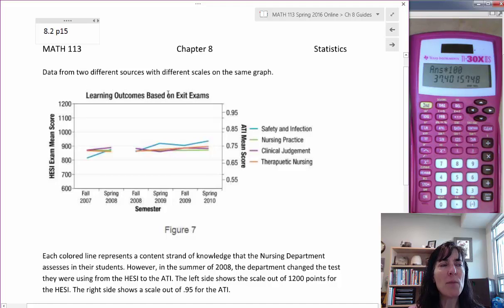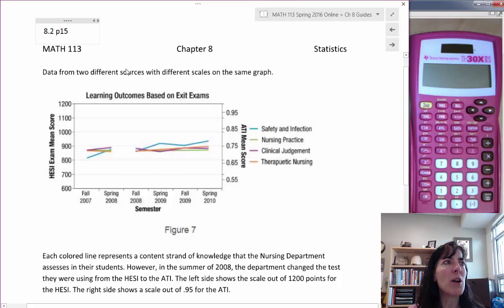And then on the top it tells us learning outcomes based on exit exams, and it looks like we have one set of exams here and another set there, and each has their own scale on the right. And then you have like 1, 2, 3, 4 parts for this exam and 4 parts for this exam. They are safety and infection, nursing practice, clinical judgment, and therapeutic nursing. Then we have overtime on the x-axis and score again on the y-axis, but it's different based on your test.